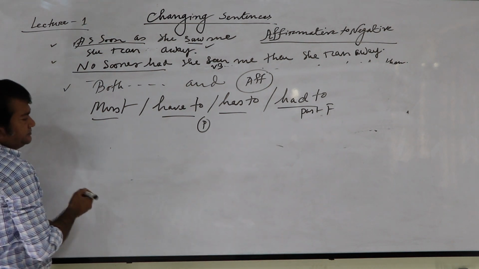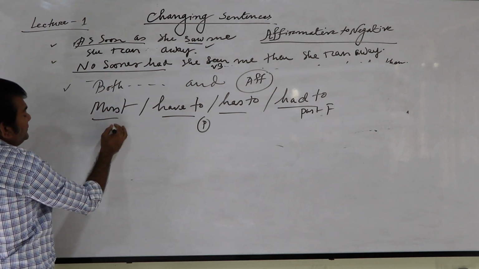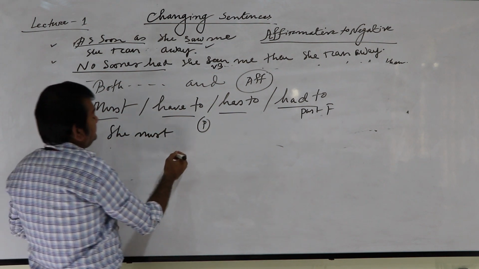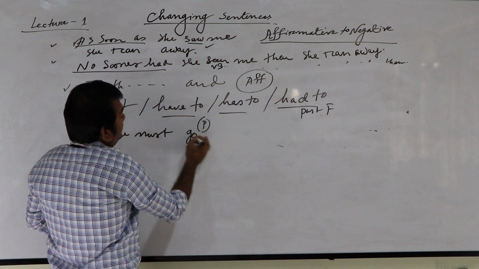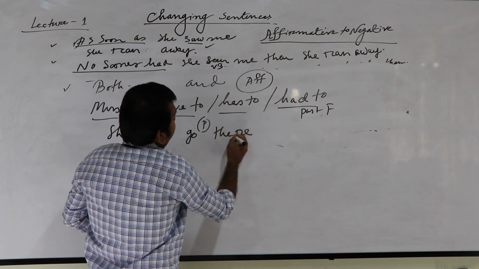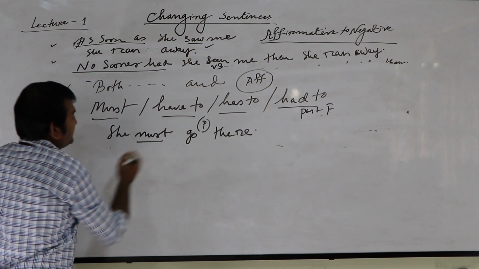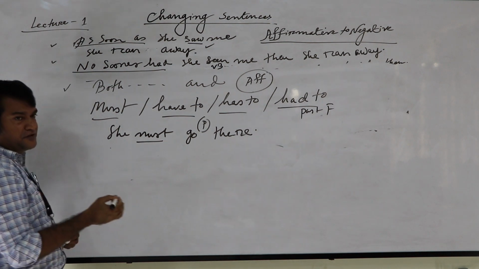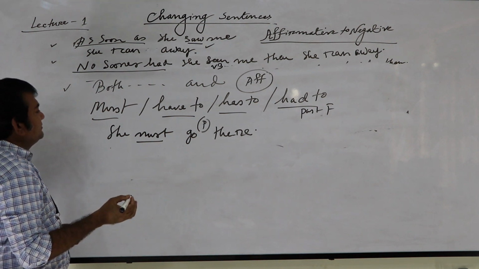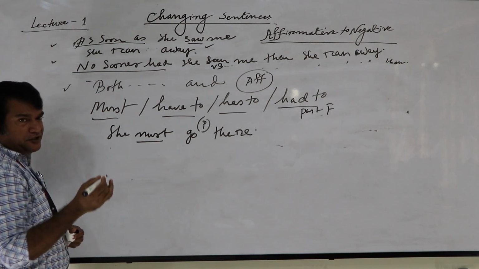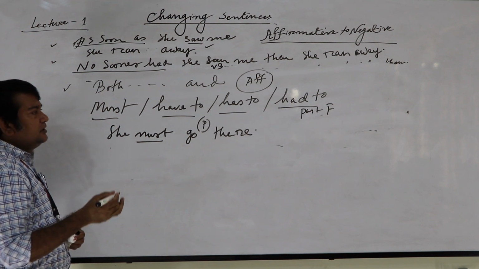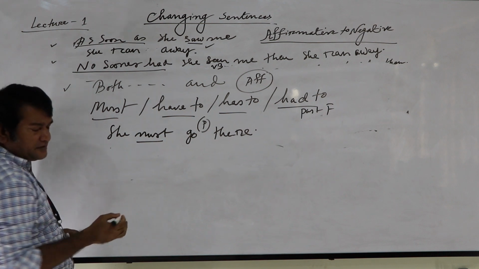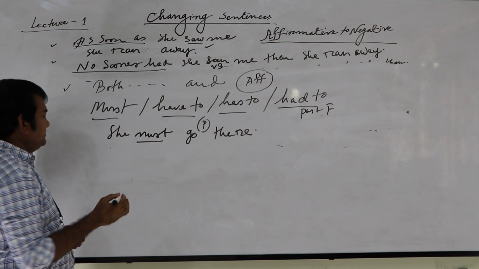Look at the whiteboard. She must go there. Must. Clear? So, must should be removed, must should be changed or replaced by cannot but, cannot help, or could not help. This is the present tense, so we'll have to use cannot but or cannot help.